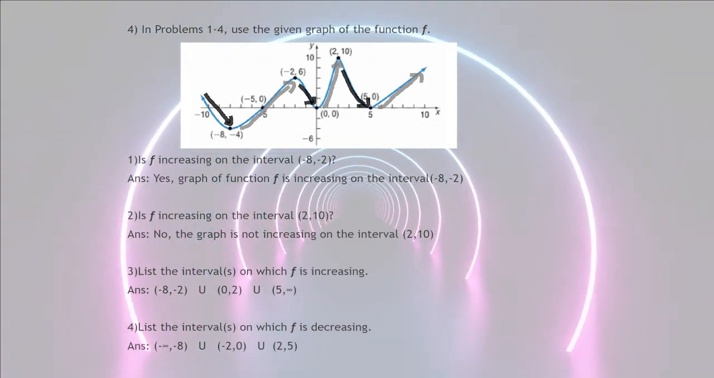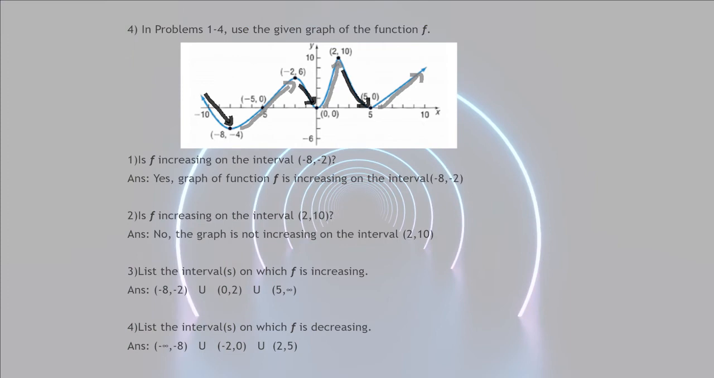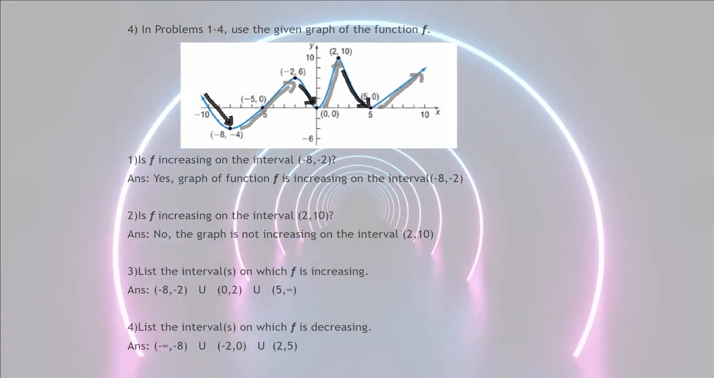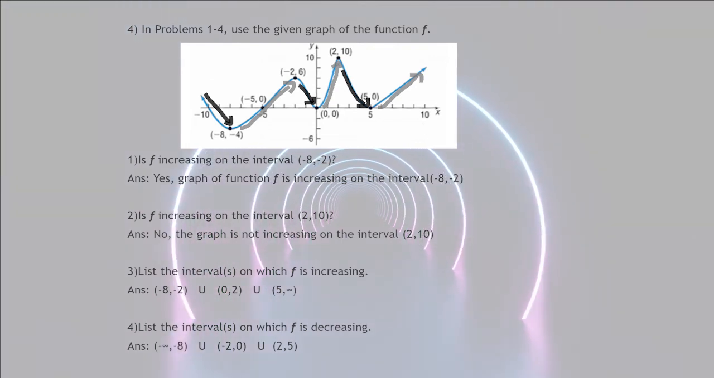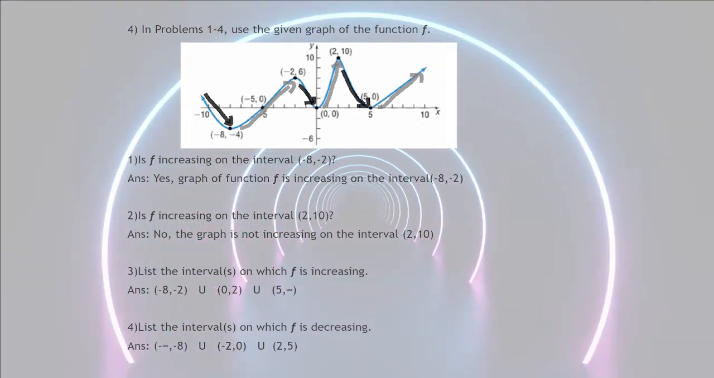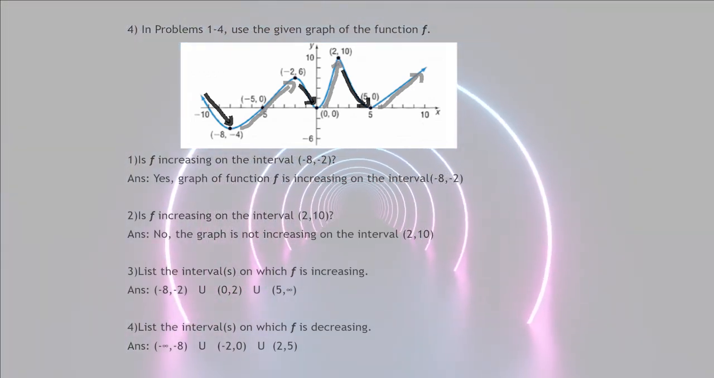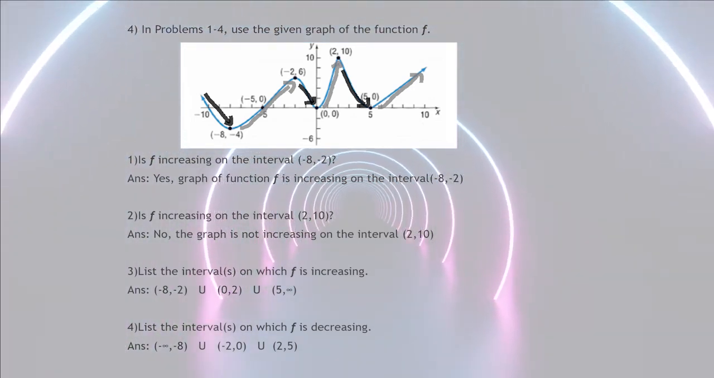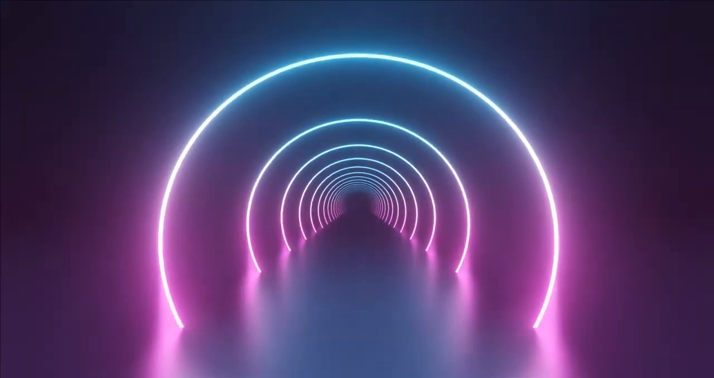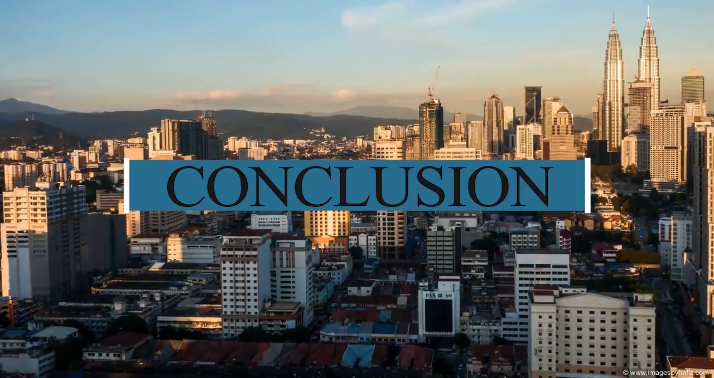And the answer is, it is decreasing from -infinity to -8, and then it increases, then it decreases again from -2 to 0, then it increases, then it decreases from 2 to 5. And that's it. It is done with the questions for today. Thank you.